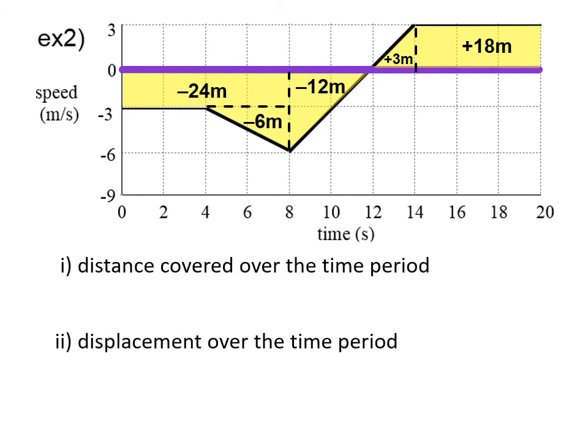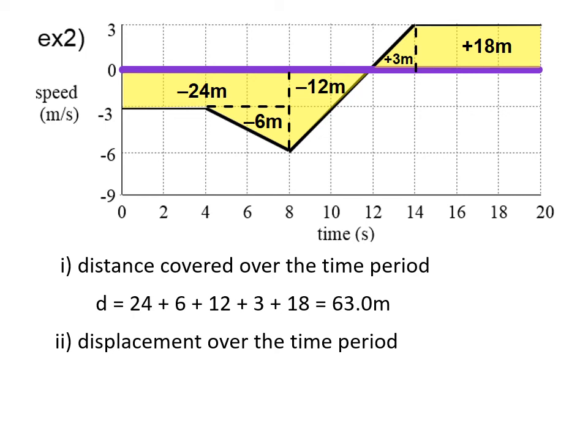What is the distance covered over the time period? Well, I just add up all those areas as positives. So I went 24 meters, plus 6 meters, plus 12 meters, plus 3 meters, plus 18 meters, and that gives me a total distance covered of 63.0 meters.